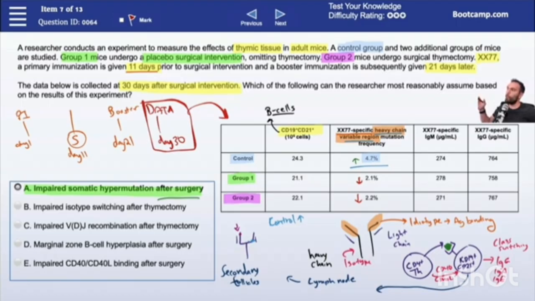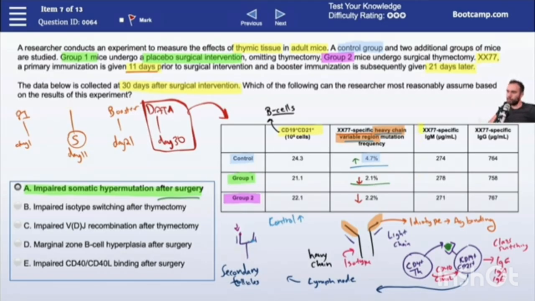Because in group 1 and group 2, in both situations, even though group 1 still has a thymus, the lower level of somatic mutation is still there. In fact, it's actually even lower than those mice that underwent thymectomy because they have a lower amount of these mutations in that idiotype, in that specific heavy chain variable region. Let's just go through the rest of this here really quickly.